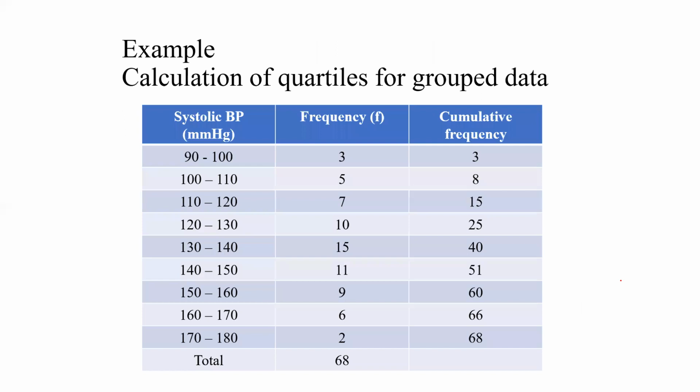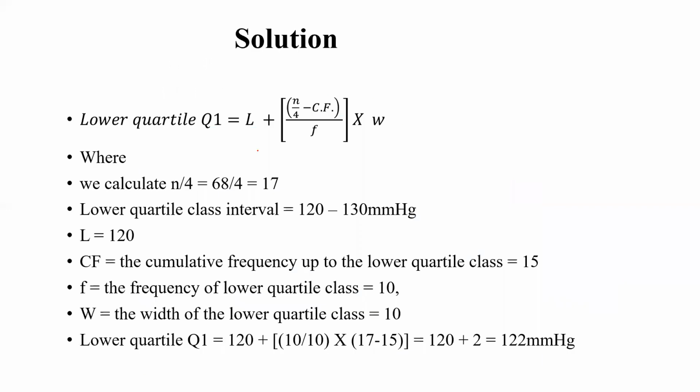Now the next point, we need to understand one example. Previous examples we discussed as ungrouped data, but if we have grouped data, then how do we calculate the quartiles? For example, systolic blood pressure is given, and the corresponding frequency value is given, and the cumulative frequency we have calculated here. Then how to find the lower quartile Q1? We need to calculate using this formula, as we are aware of the median formula. In the median it is n by 2.